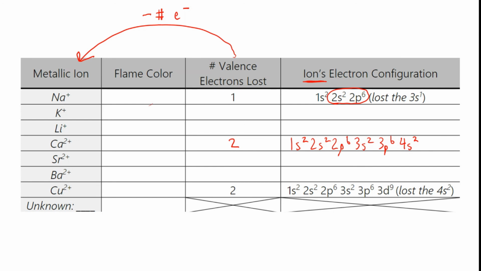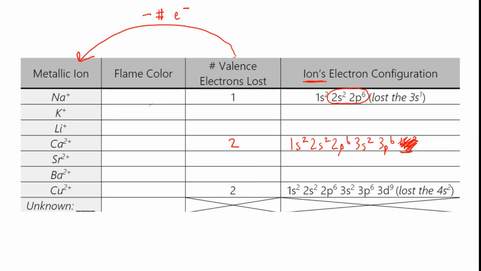Well, if it lost 2 valence electrons, all right, and our farthest out energy level is the 4s, those are going away. And what we're left with is this right here, 1s2, 2s2, 2p6, 3s2, 3p6, which I think is argon's electron configuration, but I'm not entirely sure. I have to go back and check. So don't quote me on that.